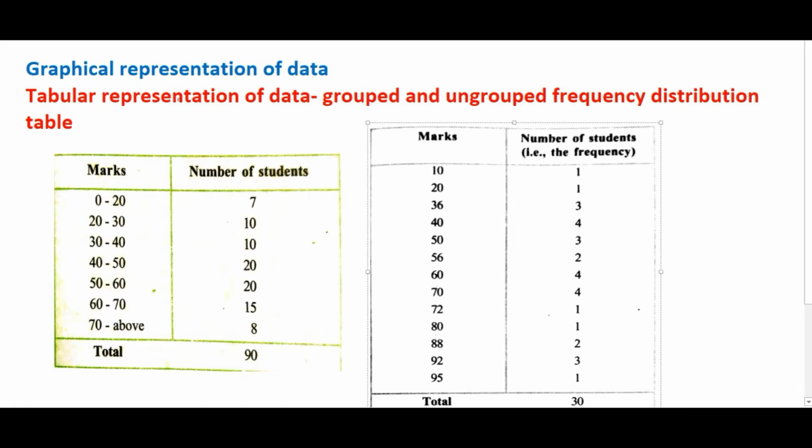We have already studied tabular representation of data, that is grouped and ungrouped frequency distribution table. This one is a grouped frequency distribution table and this one is an ungrouped frequency distribution table. So the tabular representation of data is an ideal way of presenting the data in a systematic manner.